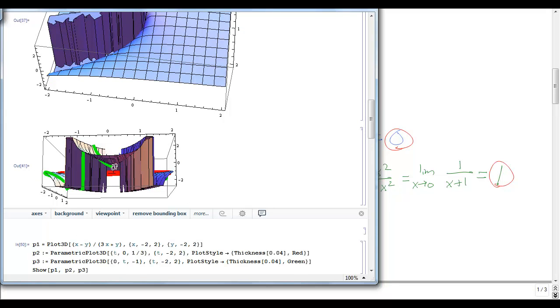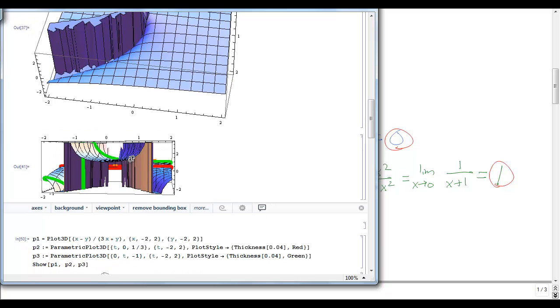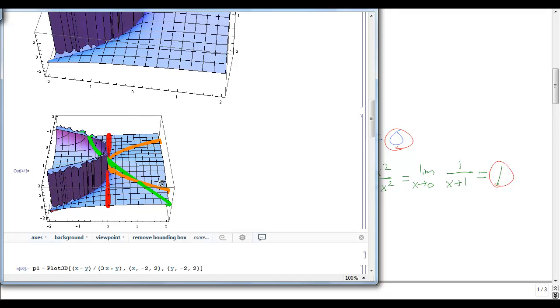So there's sort of a gap between these two. That's the 0 to 1 gap here. So there's a gap between those two. That means the limit doesn't exist. Now this orange guy, this is actually y equals x squared. That one actually goes to a half.